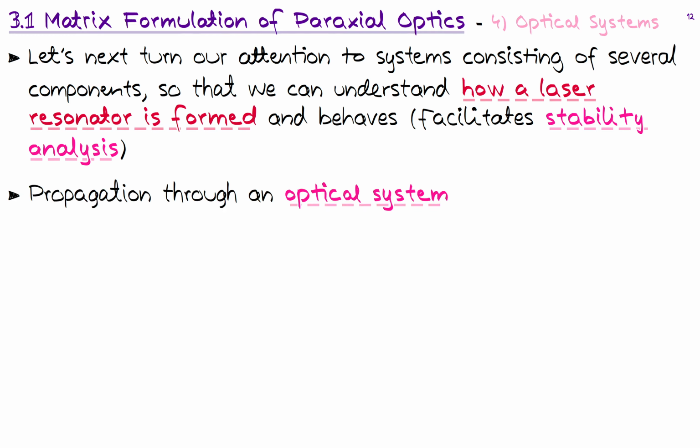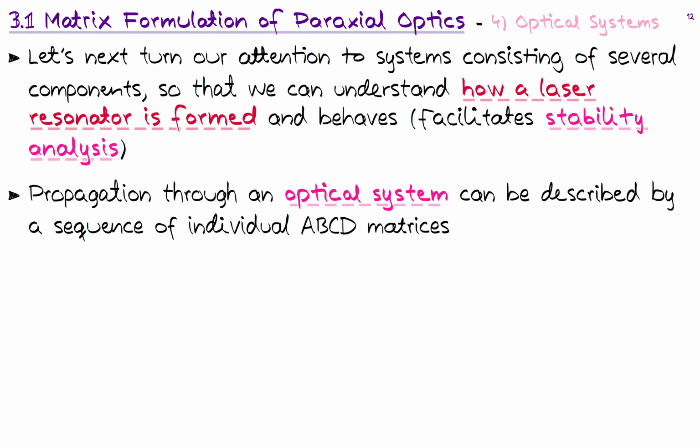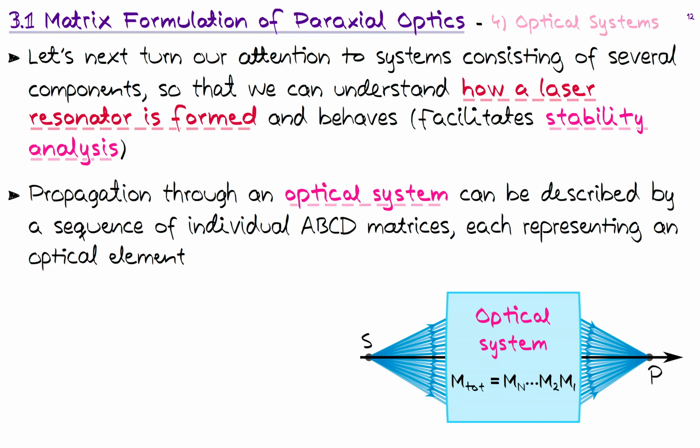Now, propagation through an optical system can be described in a similar manner as before, but we just now have multiple matrices. So we describe propagation using a sequence of individual ABCD matrices, each representing an optical element in itself. And please note, this is the picture of what happens.